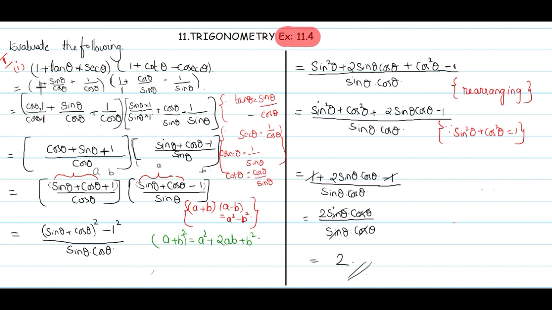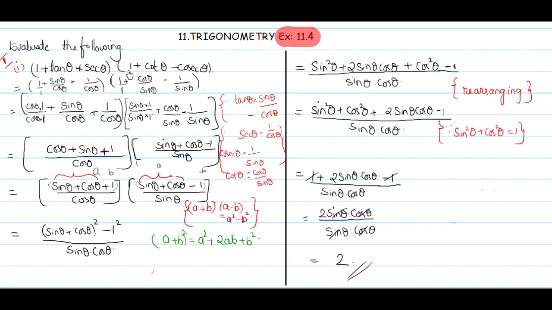So 1 as it is, so 1 can be written as 1 upon 1, and then we have tan θ. We can write tan θ as sin θ by cos θ. As we know, sec θ is the inverse of cos, so we can write sec θ as 1 by cos θ, plus 1 by cos θ.